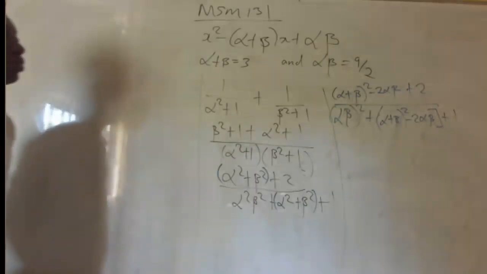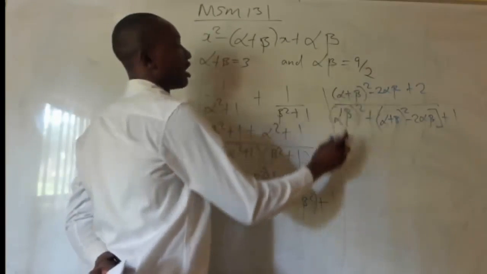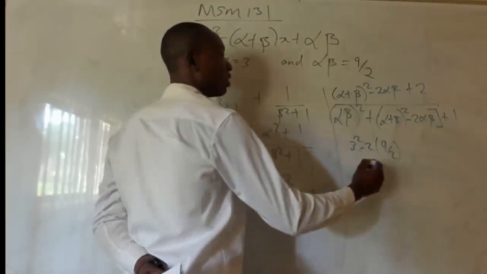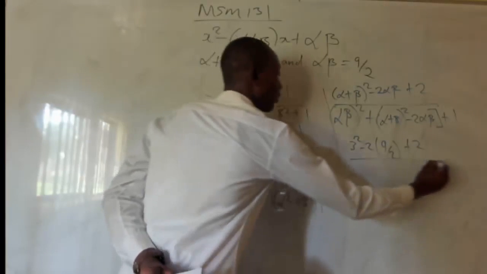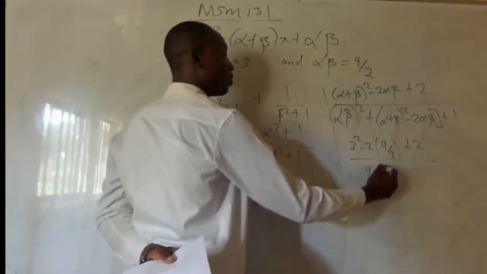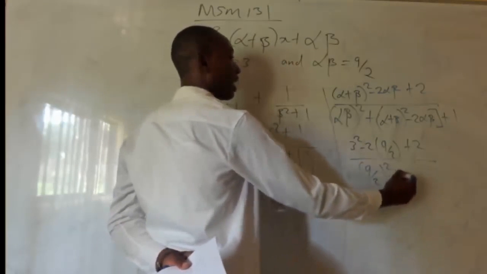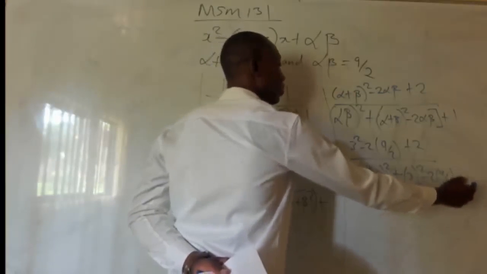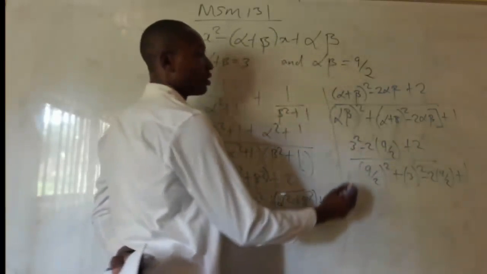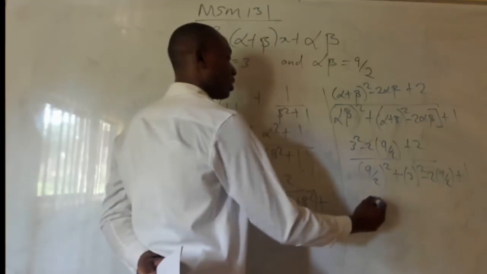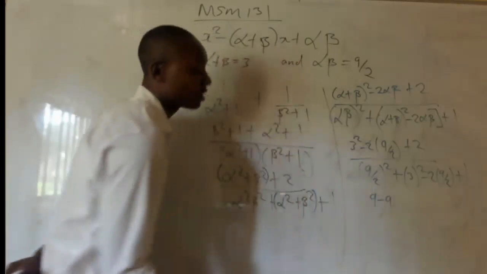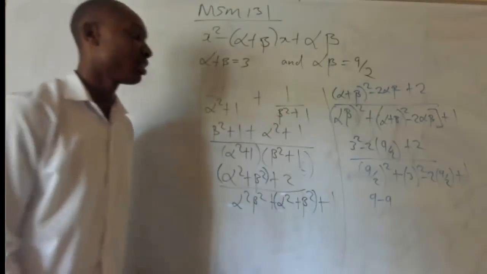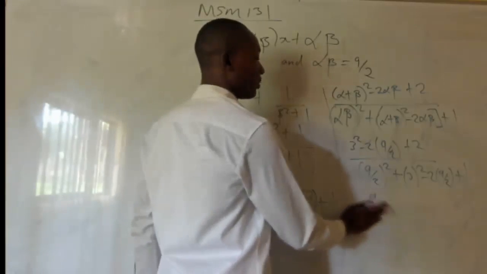Okay, now we need to replace. So what is alpha plus beta? This is 3 squared minus 2 times 9 over 2, plus 2, over 9 over 2 squared, plus 3 squared minus 2 times 9 over 2, plus 1. Okay, so we now have this and this. So that's 9 over 9. And since I'm doing the same question, I know this is actually 0, but I will not replace it as such. So 9 minus 9.